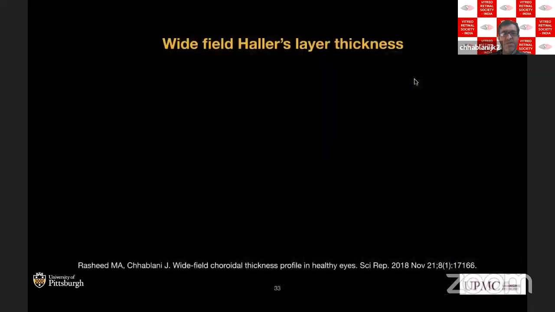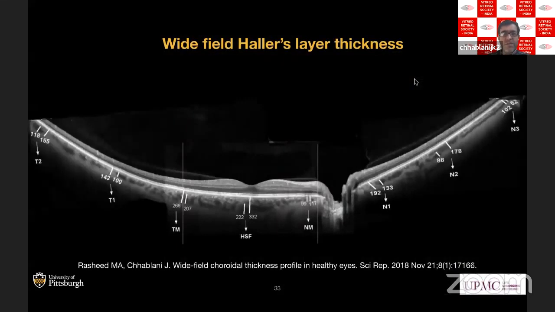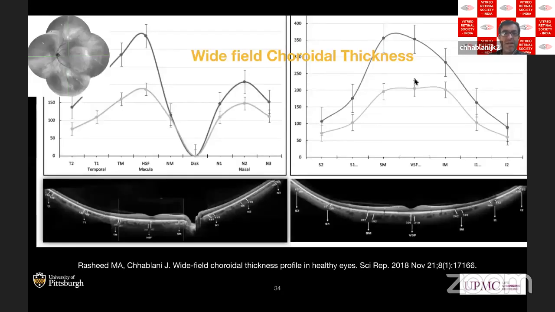What about taking this Haller vessel thickness to the wide field? And this is the work which we did with my collaborators in Italy, where we looked at the large choroidal vessel thickness up to the mid equator. And this is a very beautiful graph, which we published recently in Scientific Reports, where you can assess the large choroidal vessel thickness graphs very nicely, and compare with the choroidal thickness maps up to the periphery as well.